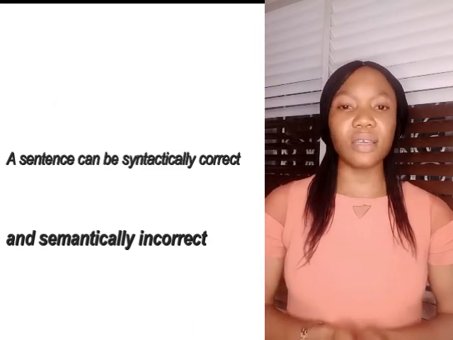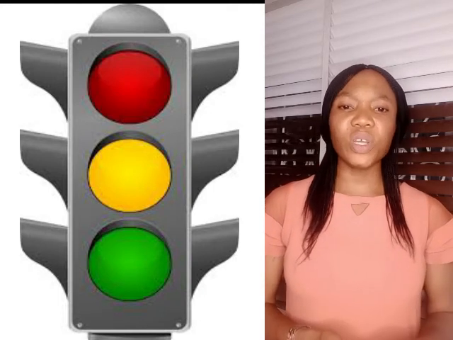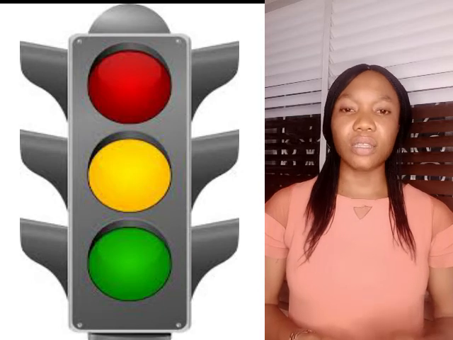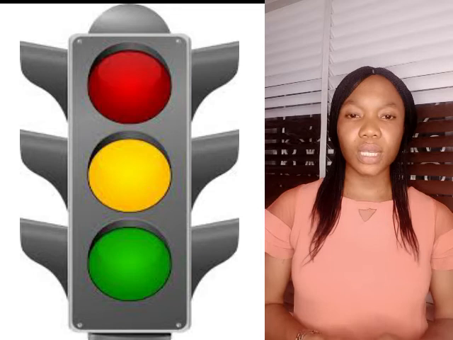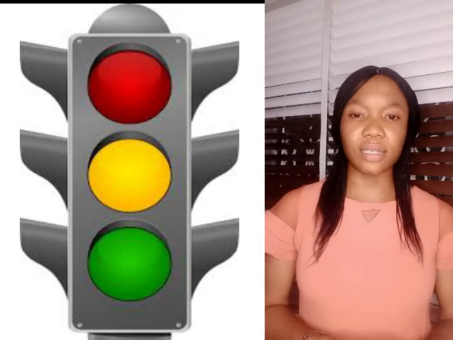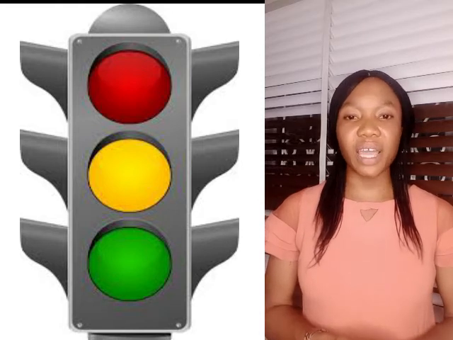Take for instance things around us. You can have the traffic lights, which is well structured, organized. The red up, the yellow middle, and the green down. This is syntactically right. But in semantics, you talk about the green as go, and you have the red as stop.